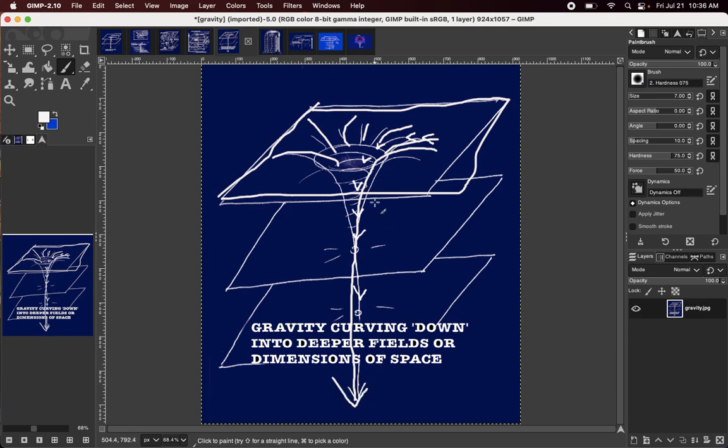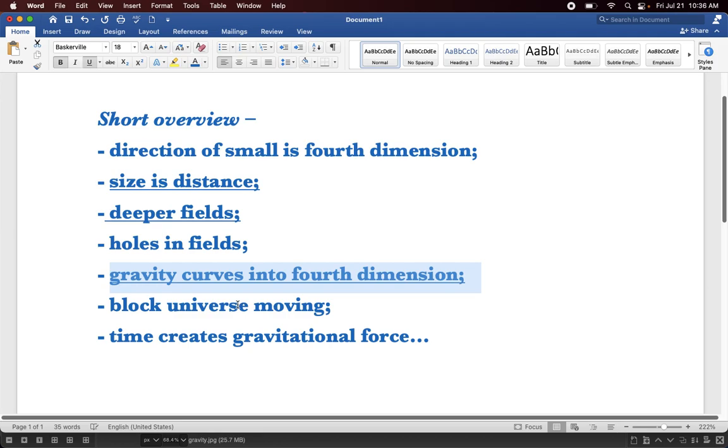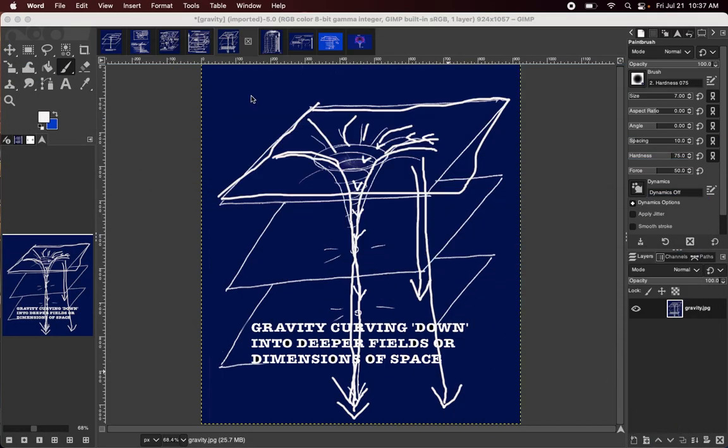The curvature of gravity curves into the fourth dimension, in this fourth fundamentally different spatial direction. The gravity curves inward into the realms of what we think of as the very small, which is actually a fourth spatial dimension. So gravity is curving into the fourth dimension, which is what we think of as the realms of the very small.